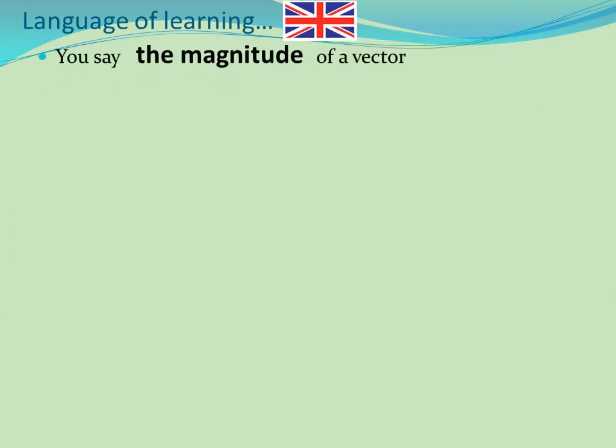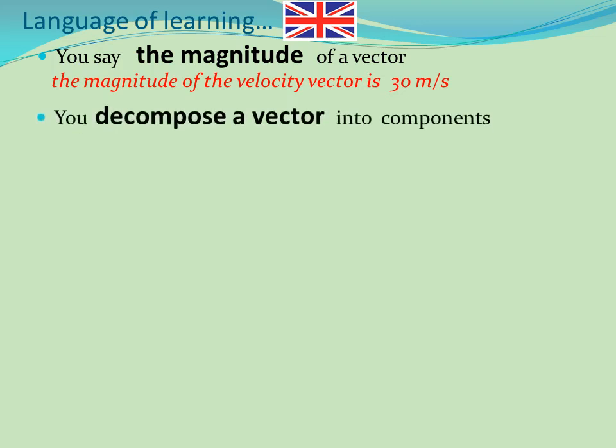You say the magnitude of a vector, l'intensità di un vettore. The magnitude of the velocity vector is 30 meters per second. You decompose a vector into components. Let's decompose the velocity into its x and y components.